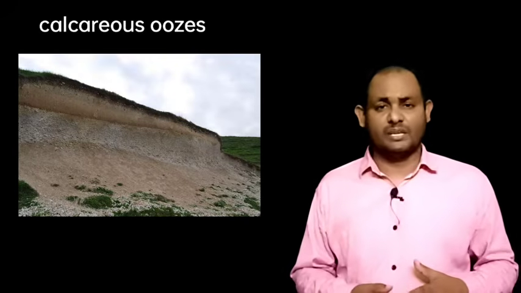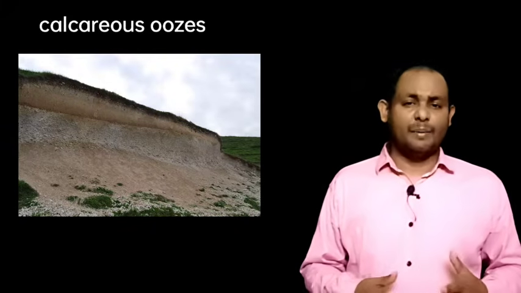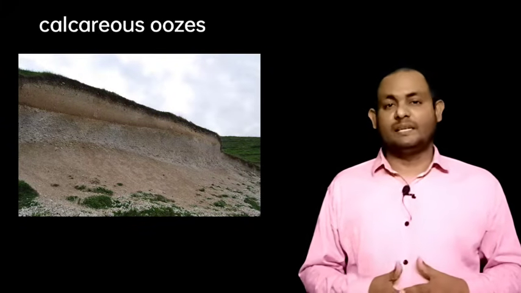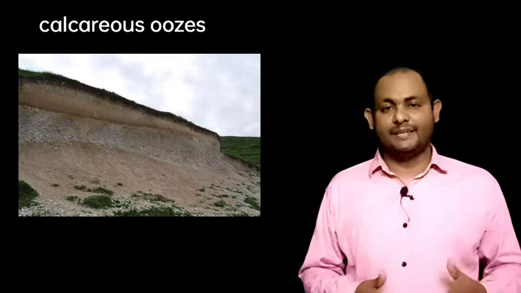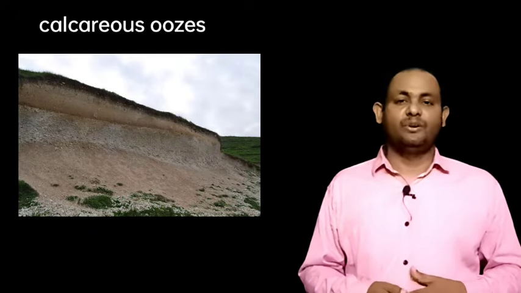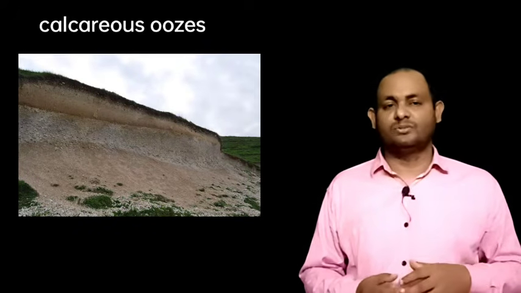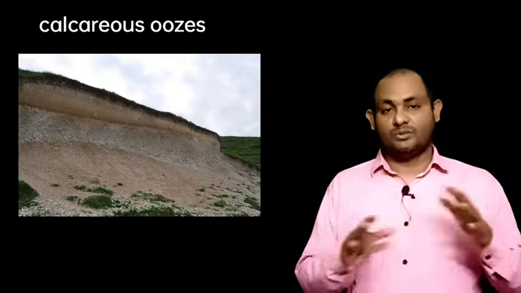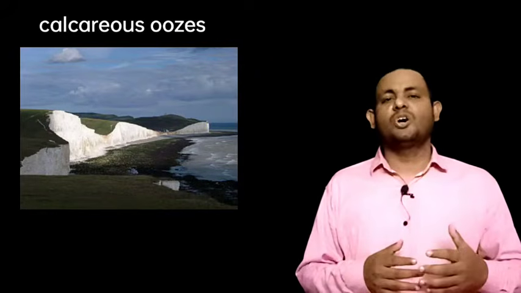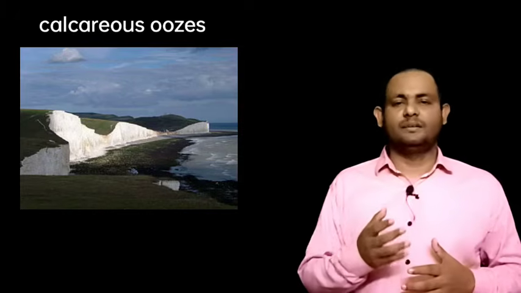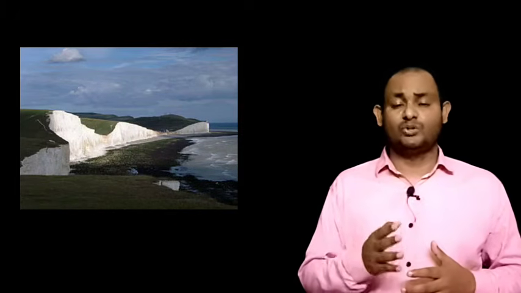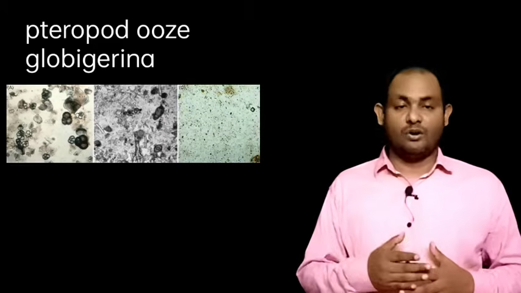They contain lime contents in abundance, and are seldom found at greater depth because of their high degree of solubility. They are generally found on the sea floor at depths up to about 1000 fathoms. On the basis of principal organisms, calcareous oozes are further divided into two types: the pteropod ooze and the Globigerina ooze.